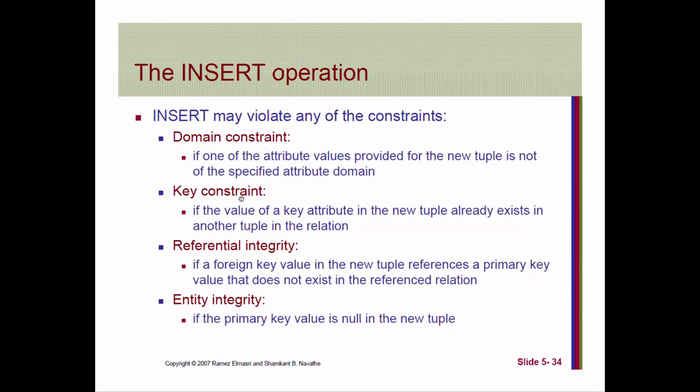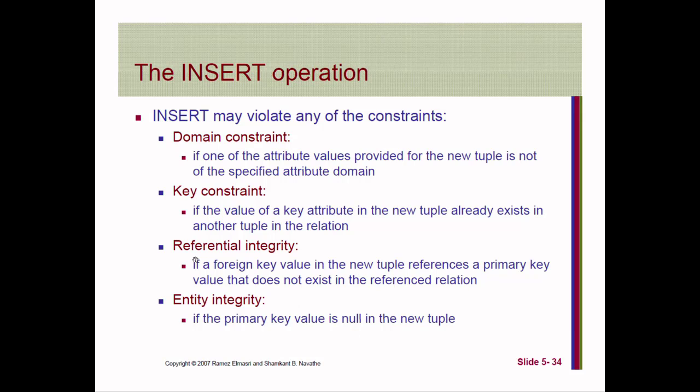What about key constraint? Key constraint means the primary key must be unique. But if the user tries to insert a new student with a duplicate student ID, then this will violate key constraint. Okay, what about entity integrity constraint? This constraint states that the primary key cannot be null. But if a user tries to insert a new student with student ID null, then this will cause a violation because the student ID is the primary key, it cannot be null.